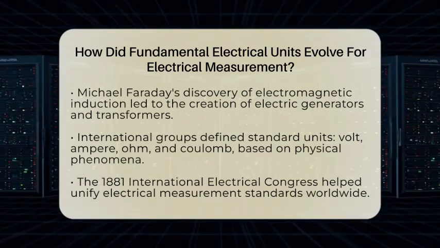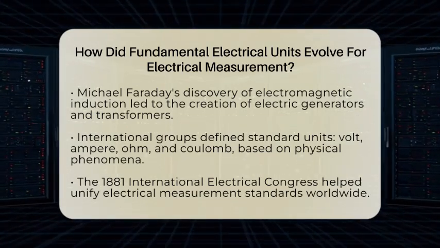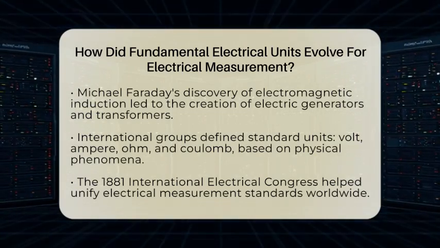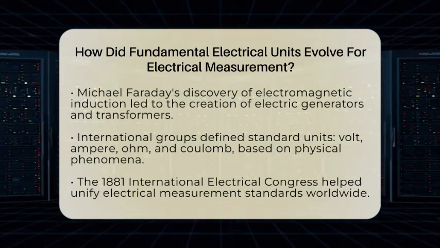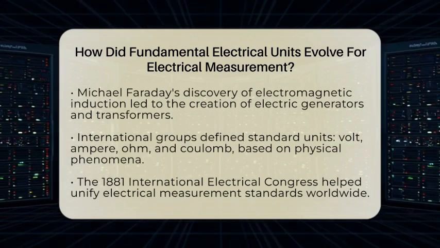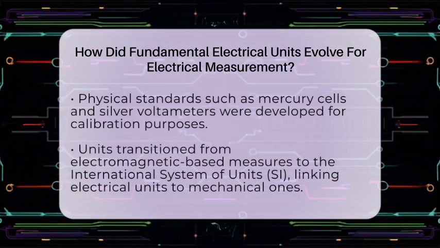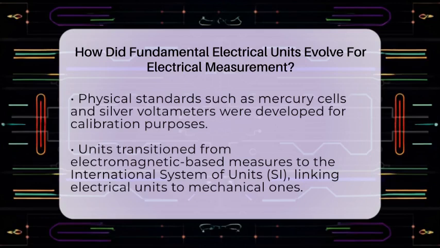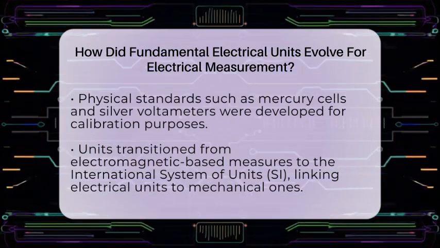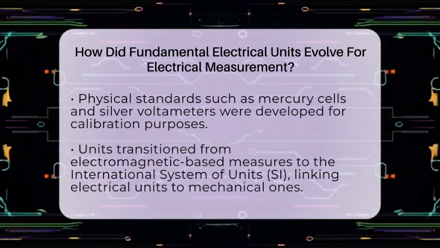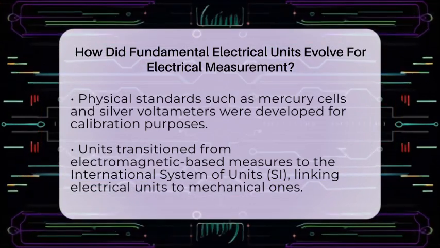They created the volt for voltage, the ampere for current, the ohm for resistance, and the coulomb for electric charge. These units were based on physical phenomena, like the force between two current-carrying wires for the ampere. The 1881 International Electrical Congress helped unify these standards worldwide, making sure everyone measured the same way.